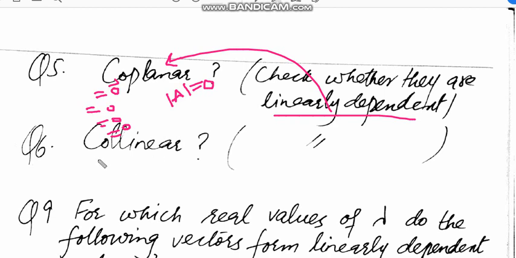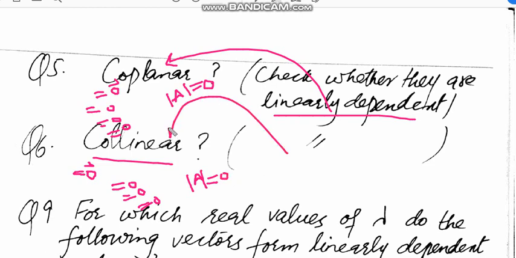Question number 6, the points are collinear. Again, we have to check that the vectors are linearly dependent. Again, the linear combination of the given vectors will be equal to the 0 vector. Then we will get 3 equations if we have 3 vectors. Then this will be the homogeneous system. Then find the matrix A and then its determinant. If the determinant is equal to 0, then you say that the points are collinear.